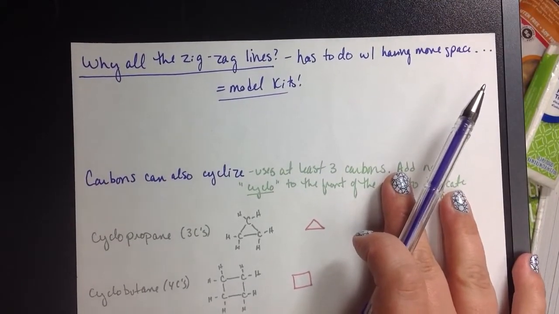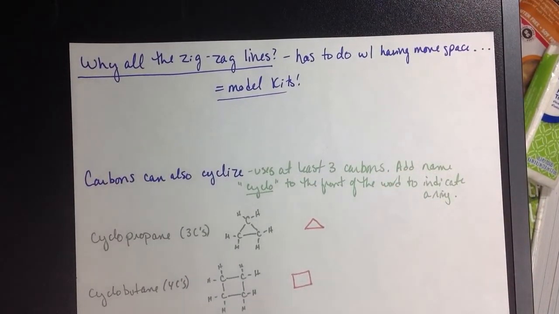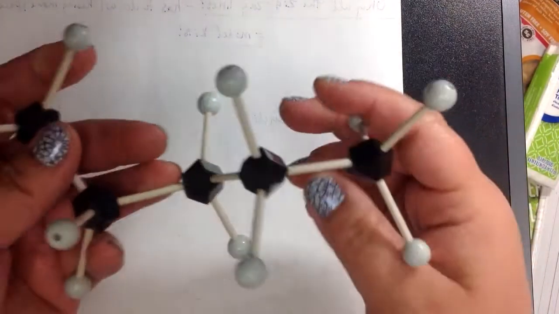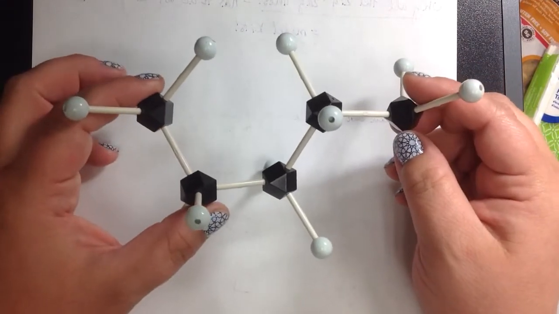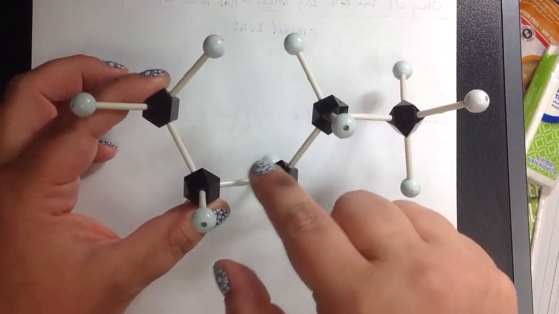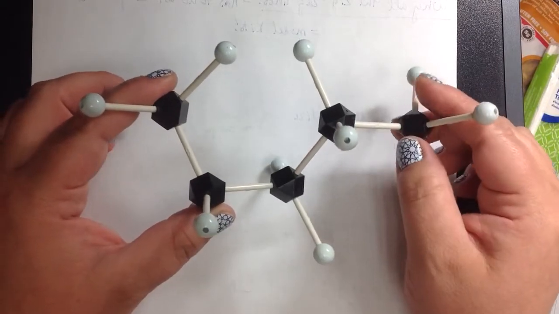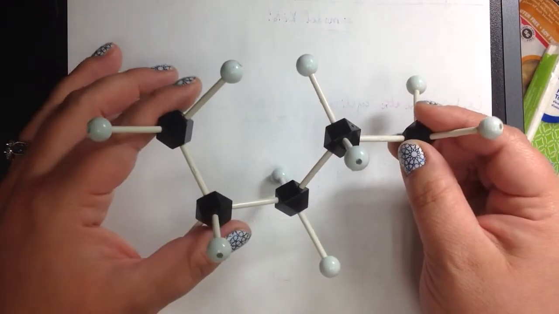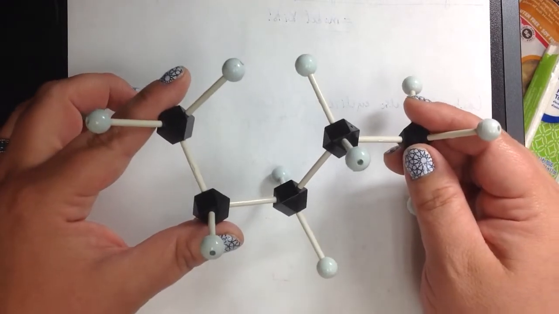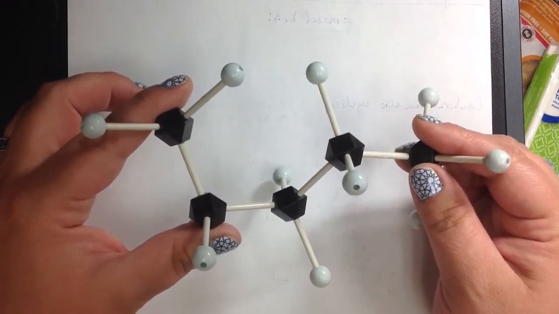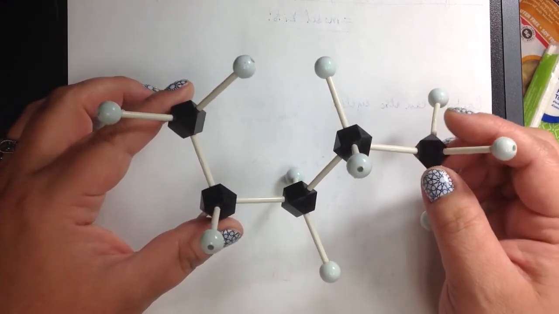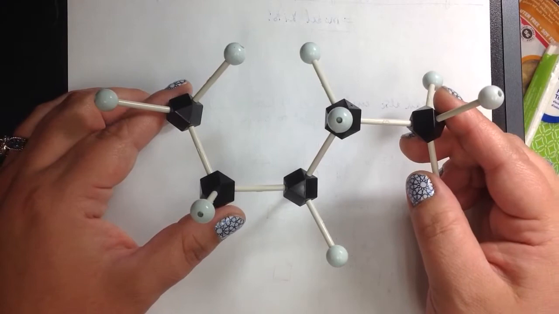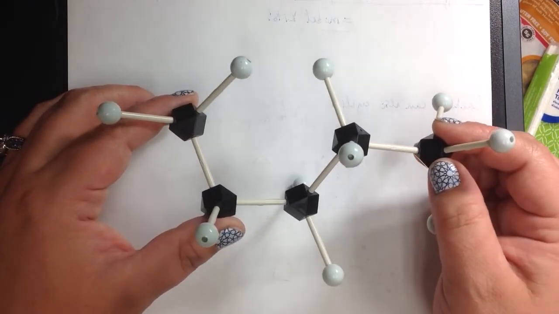So why are we doing all these zigzag lines? Let me show you a model kit and maybe we can see that a little bit. If I try to take this 5 carbon line structure, so I've got 1, 2, 3, 4, 5 carbons. Well, remember that bonds and atoms are really made of electrons. And electrons don't like to be very close to each other because they repel one another, because each of them have negative charges on the outside, right?